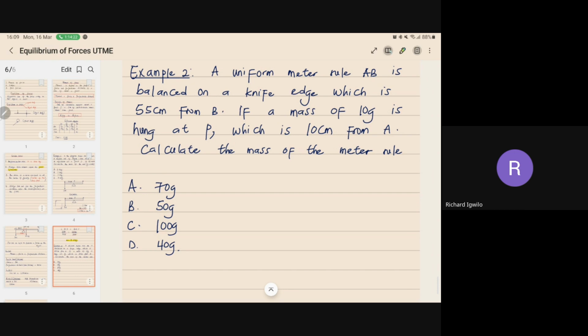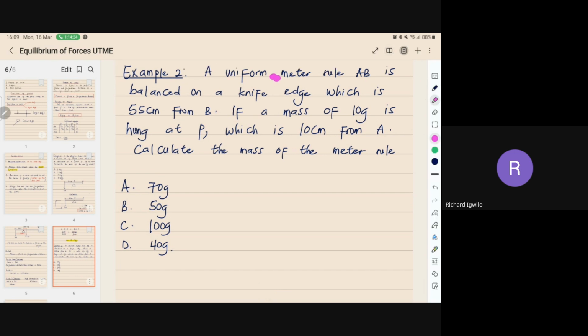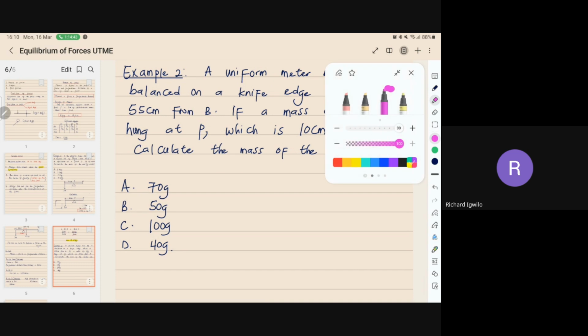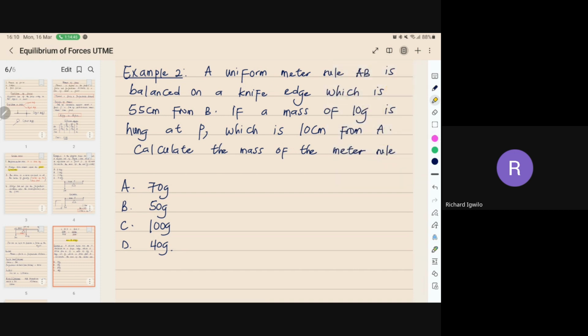I'm going to use this diagram. They said the uniform meter rule, and they didn't tell us anything about the length. So because it is uniform, we are assuming that the length is 100 centimeter, right? It is balanced on a knife edge. You know your experiment, knife edge, which is 56 centimeter from B. 56 from B. Take note of this statement right here. From B.